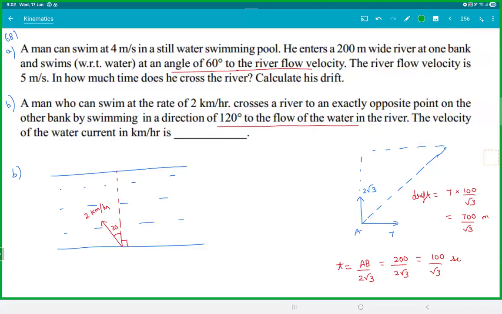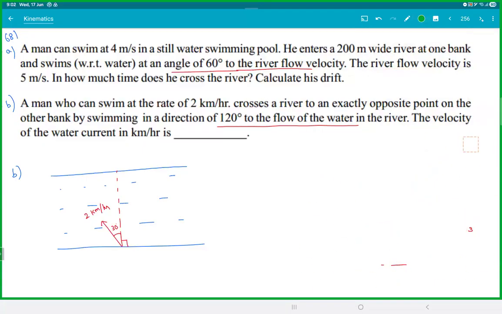You want to get a minimum drift, so your horizontal velocities must cancel. That would be 2 sin 30. That must be the river speed, and this is 2 cos 30. Since you want to go straight, the river speed must be equal to 2 sin 30, which is 1 kilometer per hour. This is a direct case 2 problem. Easy? All got this? Yeah, that was straightforward. Let's see one more.